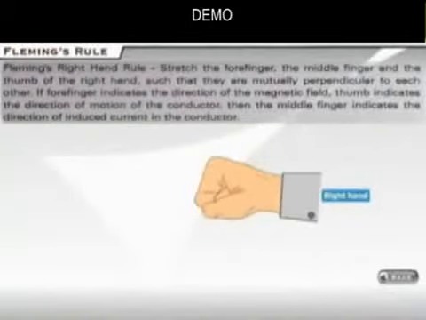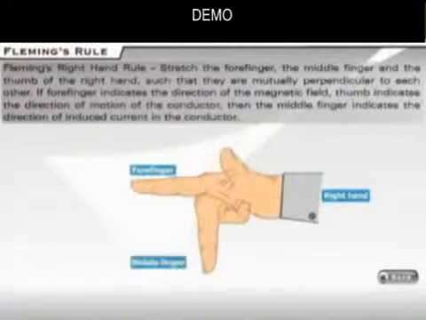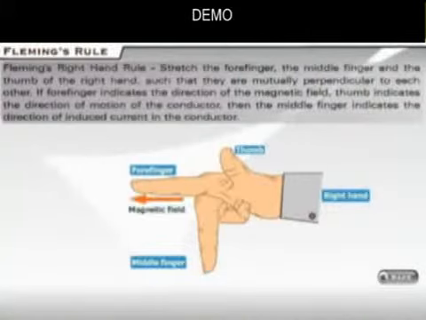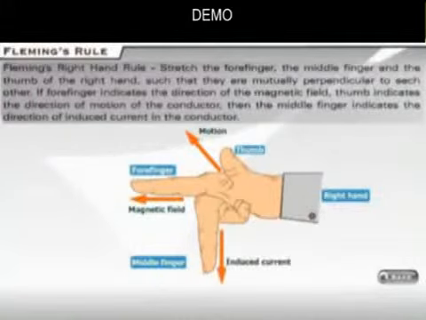Fleming's right-hand rule. Stretch the forefinger, the middle finger and the thumb of the right hand, such that they are mutually perpendicular to each other. If forefinger indicates the direction of the magnetic field, thumb indicates the direction of motion of the conductor, then the middle finger indicates the direction of the induced current in the conductor.